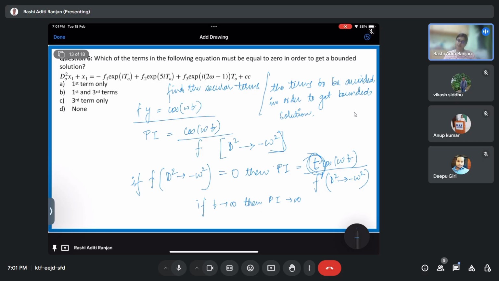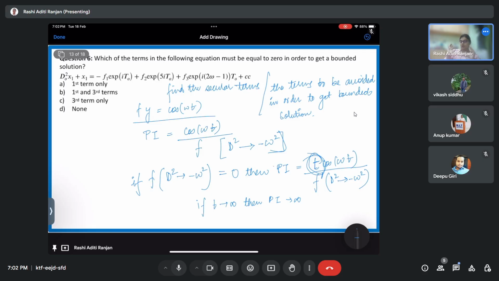Which means that my response becomes unbounded. The coefficients of terms that have such a behavior, wherein f after replacing d square by minus omega square goes to 0, are known as secular terms. These terms make the system go unbounded, and hence they should be removed in order to get a bounded solution. So these are three ways of saying the same thing.